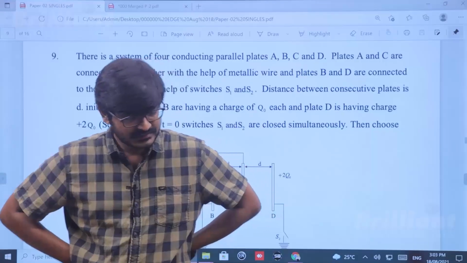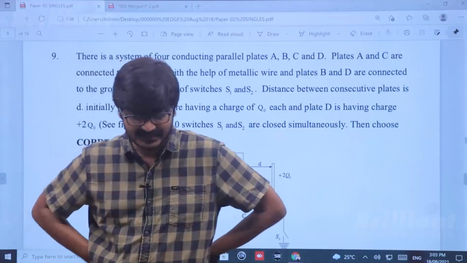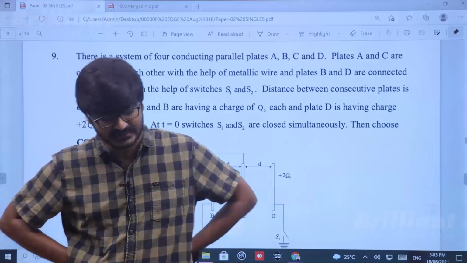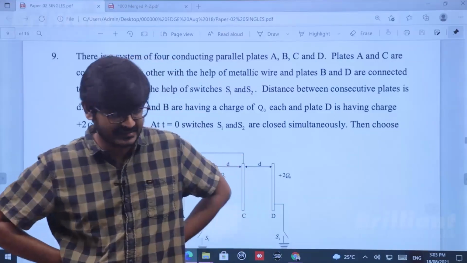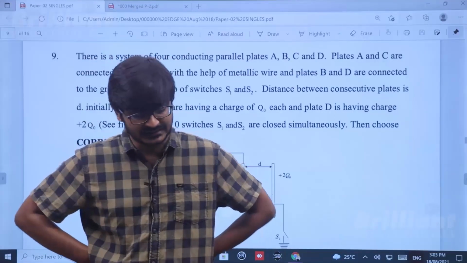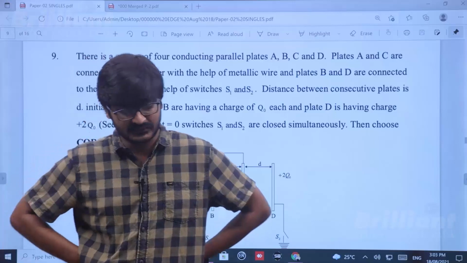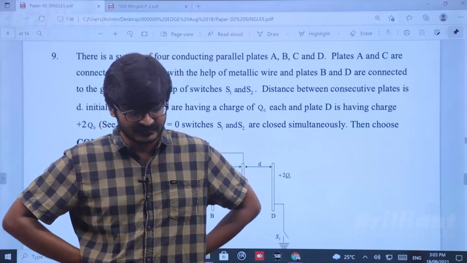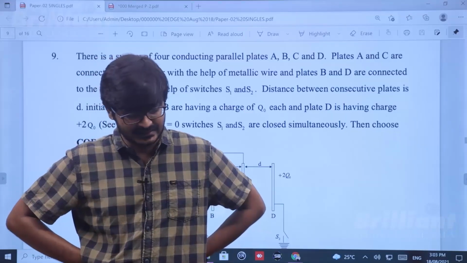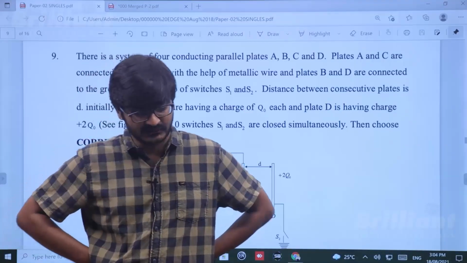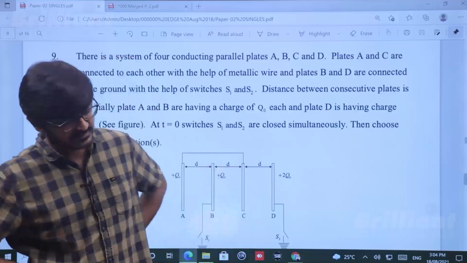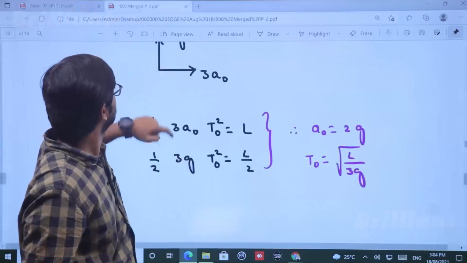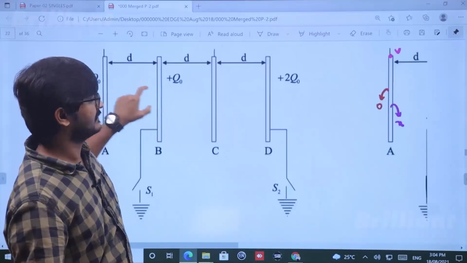The question goes like, there is a system of 4 conducting parallel plates A, B, C, D. Plates A and C are connected to each other with the help of a metallic wire, and plates B and D are connected to the ground with the help of switches S1 and S2. Distance between the consecutive plates is d. Initially the plates A and B are having charge Q naught each, and plate D is having charge plus 2Q naught at t equal to 0. Switches S1 and S2 are closed simultaneously. Then the correct options. This is the initial given figure.